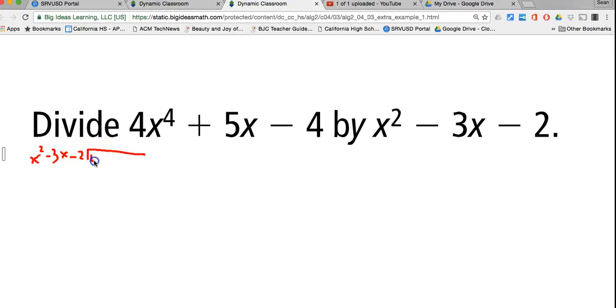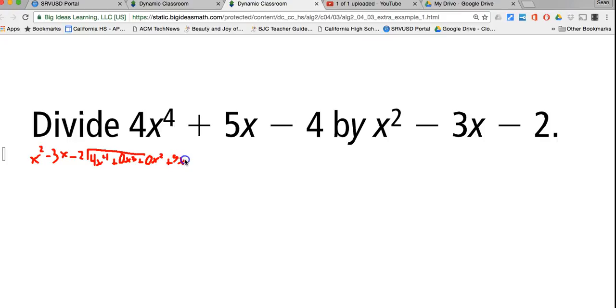Now, what you have to remember is because we don't have anything with x cubed or x to the second, we have to write in the zeros for those. So plus 0x to the third, plus 0x squared, plus 5x and minus 4. Excuse my speed on this, it goes a little slow.